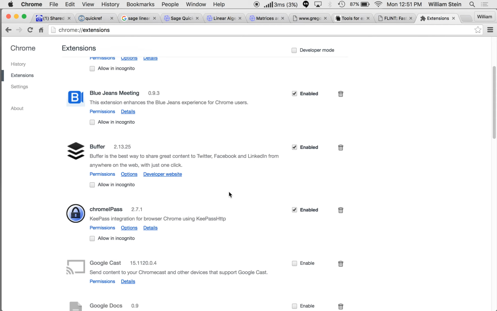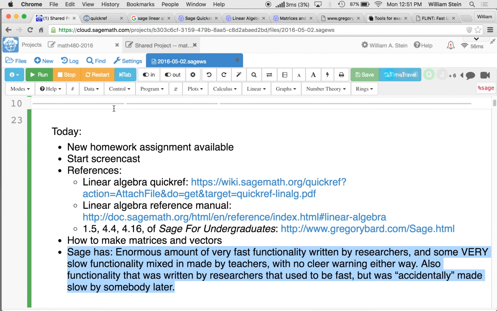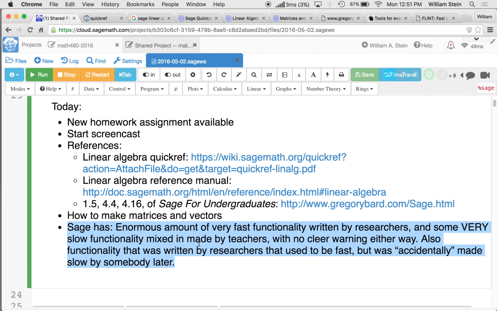Damn, I hate these extensions. You have to actually disable it. My wife is apparently about to get a job offer. Okay. From the iSchool here.